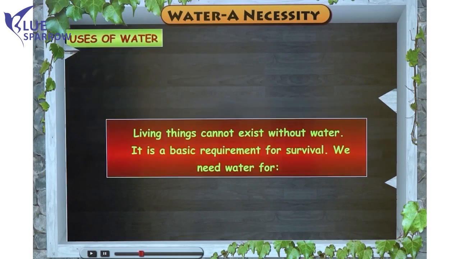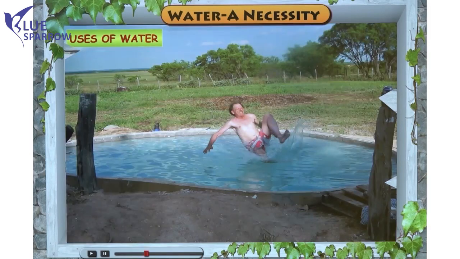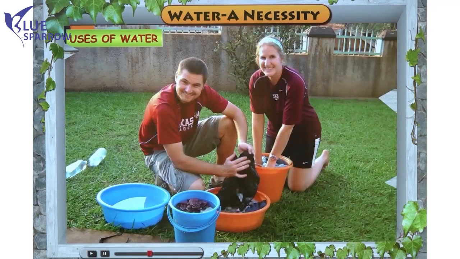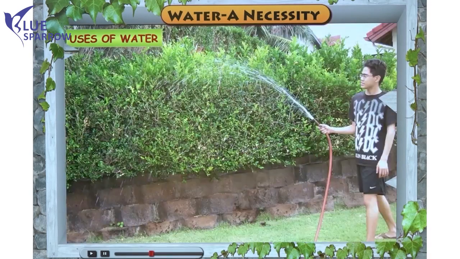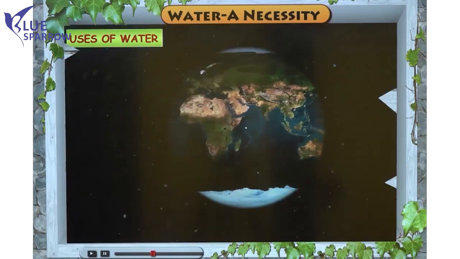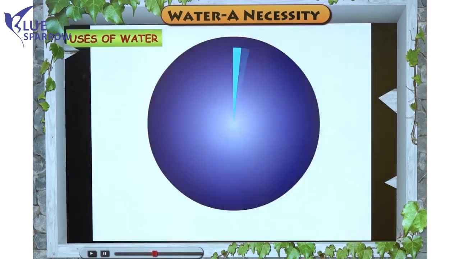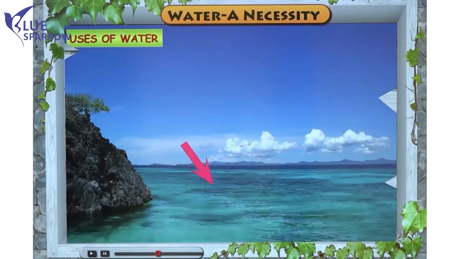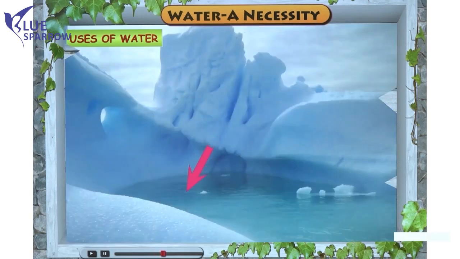Uses of water. Living things cannot exist without water. It is a basic requirement for survival. We need water for drinking, bathing, hydroelectricity, cooking, cleaning our homes, washing, watering the plants, and even for water sports. The earth is covered with water and it is 3/4 of water on earth that makes it a blue planet. Majorly, the water is locked in oceans, lakes, rivers and ponds. It is also frozen in the ice glaciers.